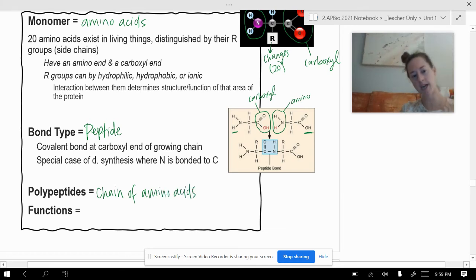A polypeptide is actually a different thing from a protein. So a polypeptide is just a chain of amino acids that have been strung together. A protein is a fully functional 3D folded polypeptide. So the polypeptide is like a piece of yarn. The protein is like a sweater that has many polypeptides together that have been maneuvered in the correct way to do a certain job. That's the difference.